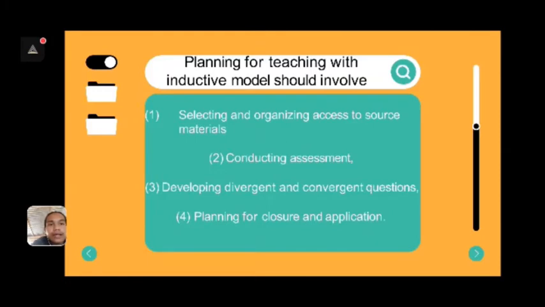Okay, so selecting and organizing access to source materials. Teachers using the inductive model in contemporary classrooms have a vast array of materials available to support and enrich their implementation. As with other models that promote comprehension of concepts, the quality of examples used has a dramatic influence on students' success mastering the content. Before selecting examples, teachers should list the critical and variable attributes of the content presented.